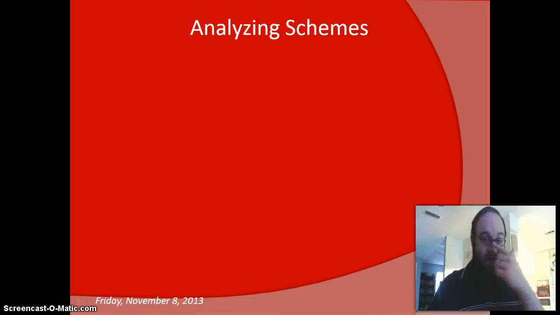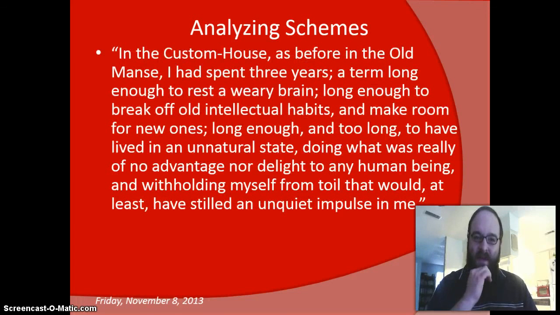Let's try an example of a scheme that I found. This one's toward the end of the Custom House. I didn't have to look very far. I just kind of flipped to the end. It shows the first one from the beginning. And here's a syntactic scheme we can look at.